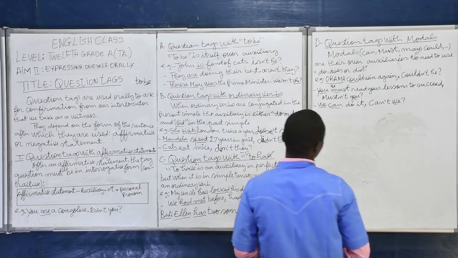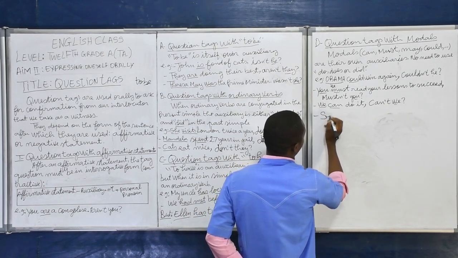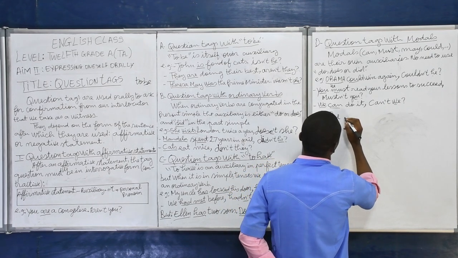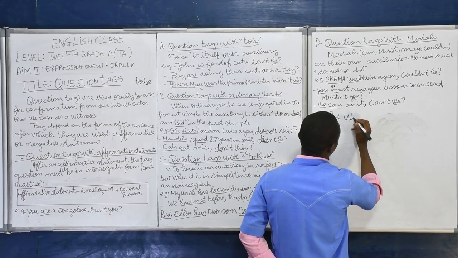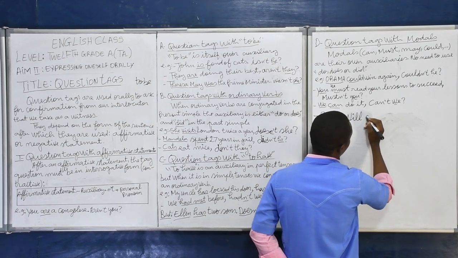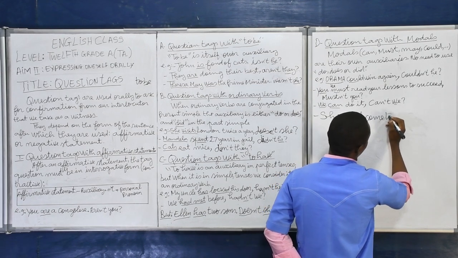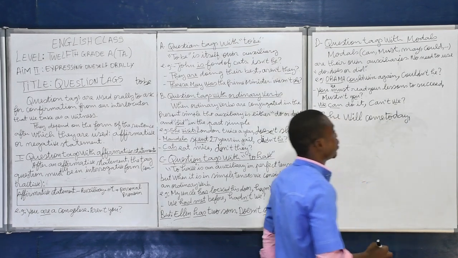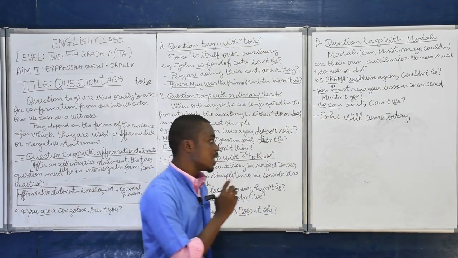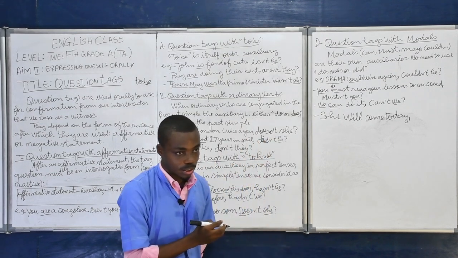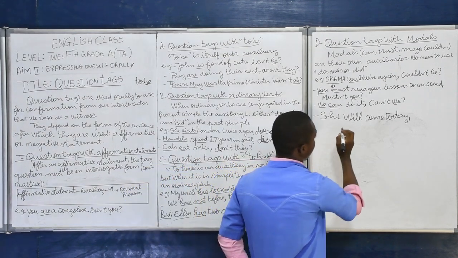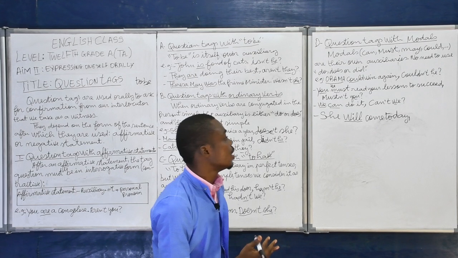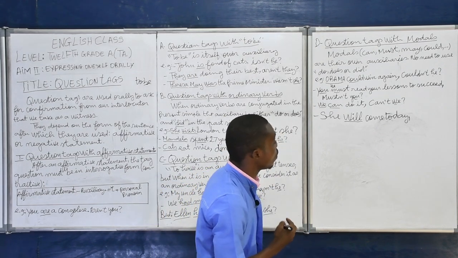Let's say she will come today. She will come today. Where is the auxiliary in this sentence? The auxiliary is will. Will is a modal verb, even though you know it as an aspect of the future, but will is also a modal verb.